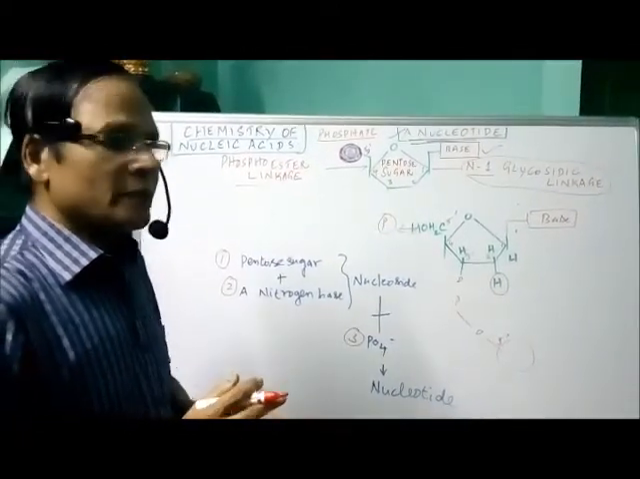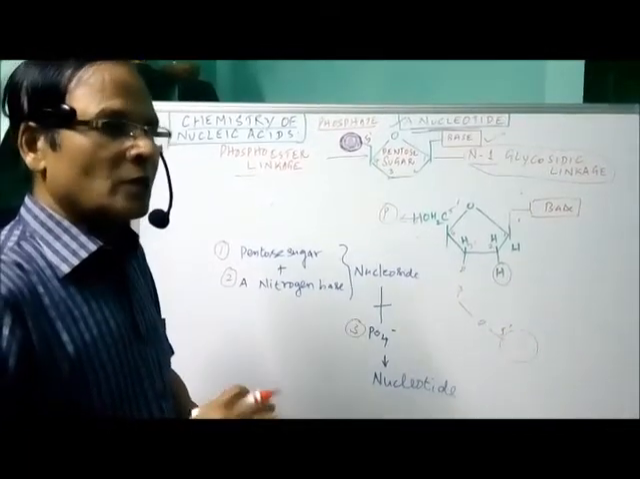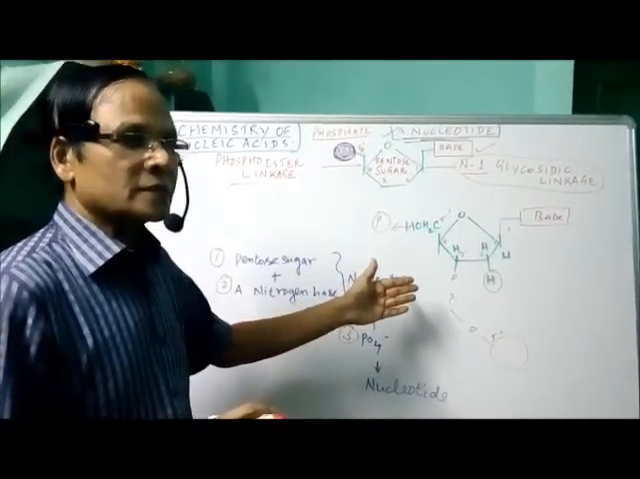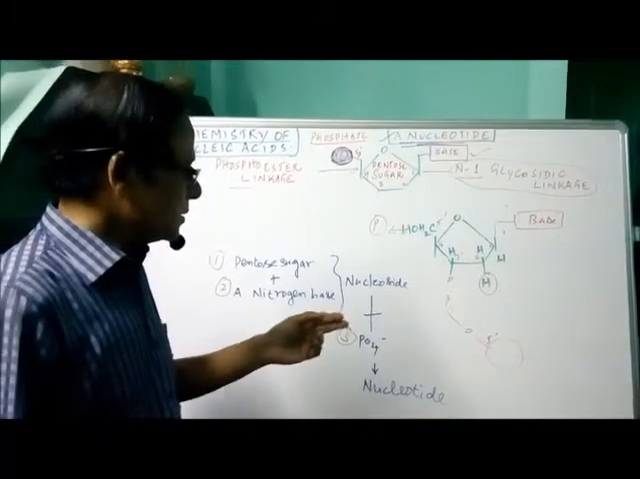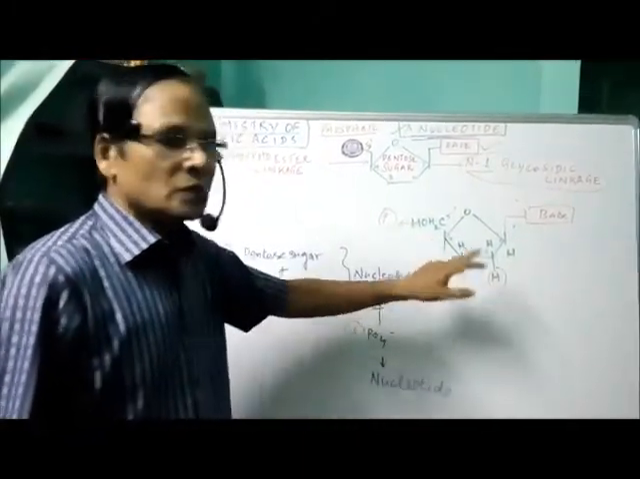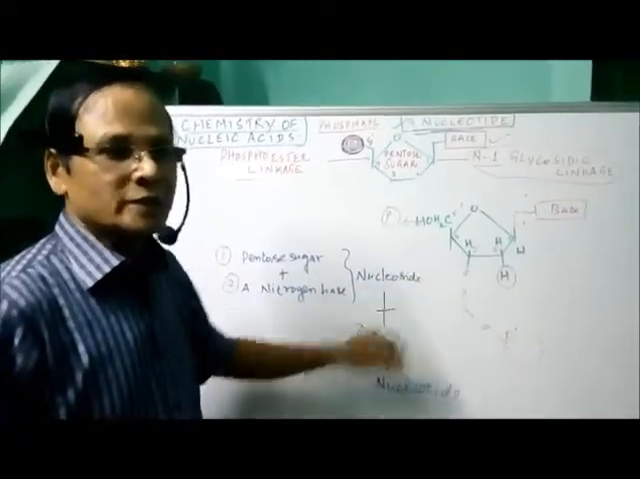So the bonds that link the sugar components of the adjacent nucleotides are called phosphodiester bonds or phosphodiester linkages.